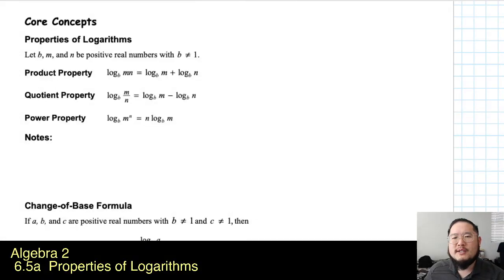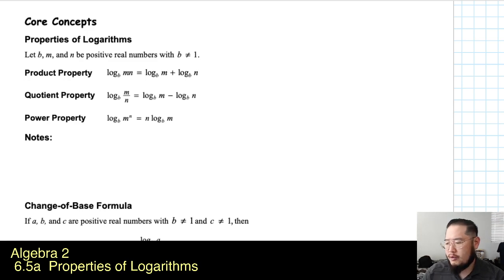All right, let's go ahead and begin on section 6.5, properties of logarithms. We're going to split this up into 2 days, so here we go with part A. In the first part right here, we're going to take a look at properties of logarithms. And there's three properties here. Make sure that with these three properties, you memorize them. Okay, know them. They're pretty simple.